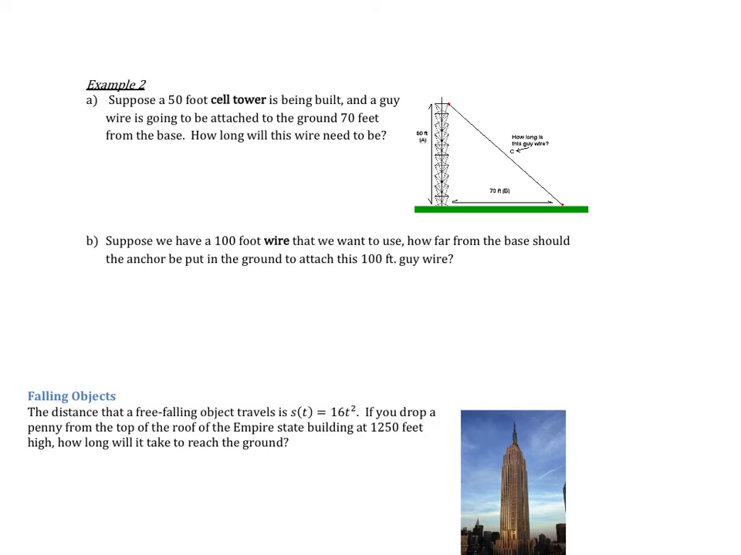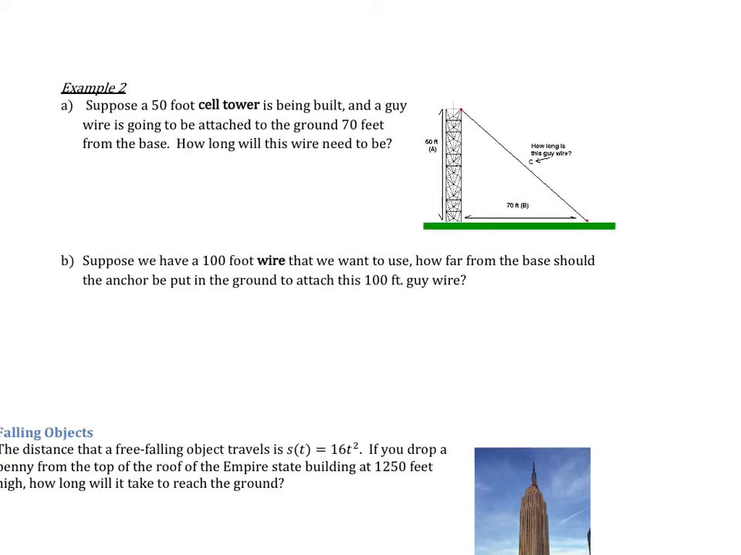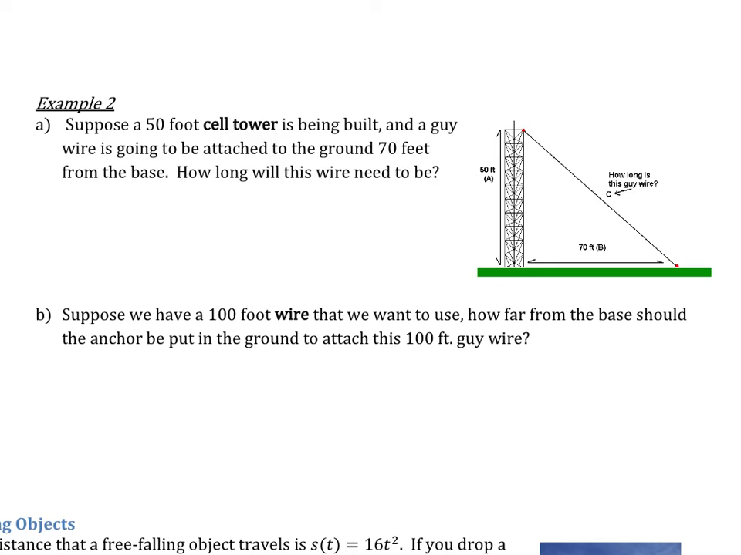So we can also run into another Pythagorean Theorem situation here. We've got a right triangle. We've got a tower that's being built. We've got a guy wire holding it up here. And that's attached 70 feet from the base. All right, so the wire is attached 70 feet from the base. How long does that wire need to be?